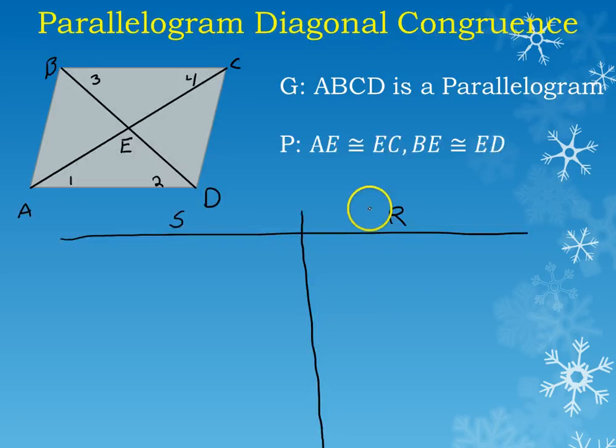Our next one is the parallelogram diagonal congruence. So we're going to prove why the diagonals bisect each other. We're given that ABCD is a parallelogram, and we want to prove that AE is equal to EC, BE is equal to ED. Again, we're going to start with our given statements.